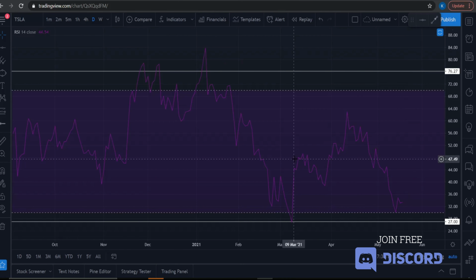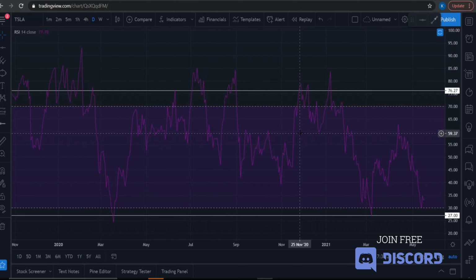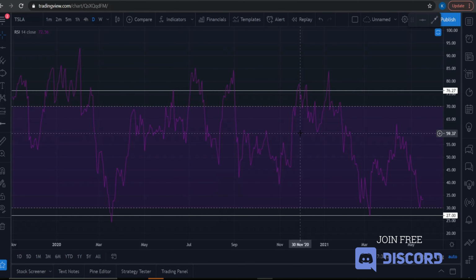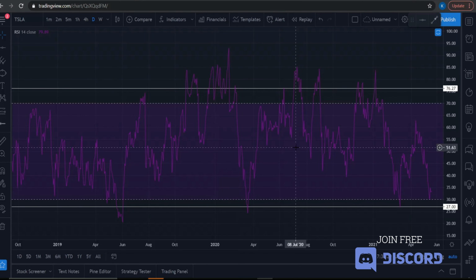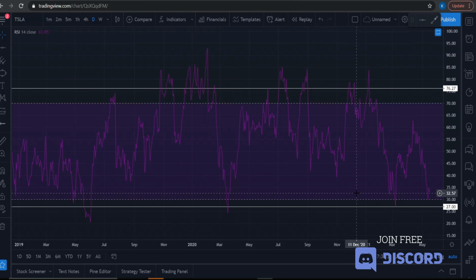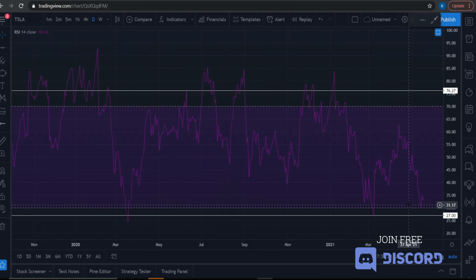Now, I'm not going to make a sure prediction on Tesla. I am long on this company. I do own shares in this company, so I'm somewhat biased. I do like the company. I think long term it's a great company, and it's really hard to time these long-term entries. But with that said, I do believe that we could see this thing fall a little bit more. I believe that we could see it hit this 27 RSI line.